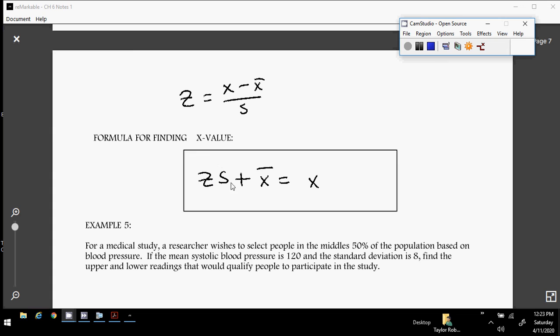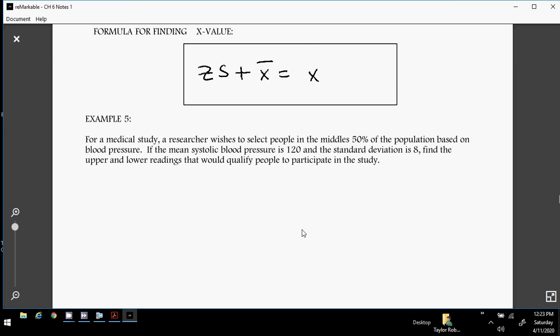S was, what was S before? 20. And then we would have had our X bar there.